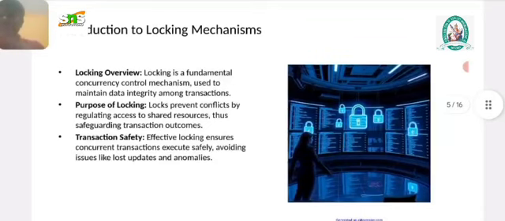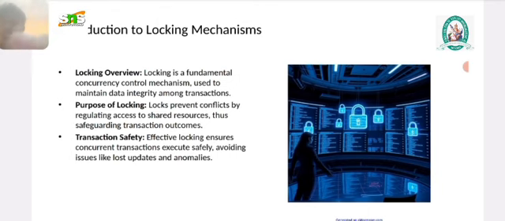I give the conclusion and introduction to locking mechanism. There are three topics. First is locking overview, another is purpose of locking, and transaction safety. Locking overview is a fundamental concurrency control mechanism to maintain data integrity among the transactions. The main purpose of locking is to prevent conflicts by regulating access to shared resources and safeguarding transaction outcomes.